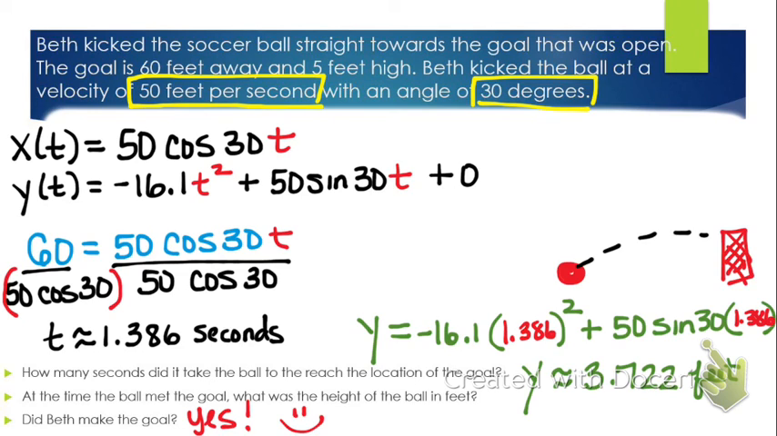Okay, when I call your name, you can see your test from Friday. The deadline to retake that is 2 weeks from today. That's it.